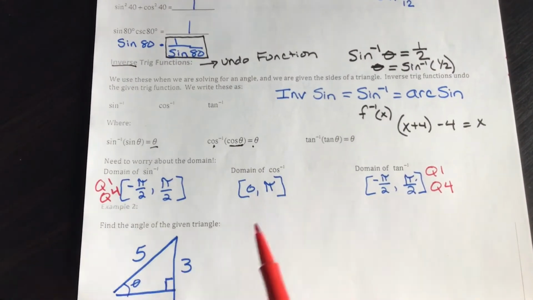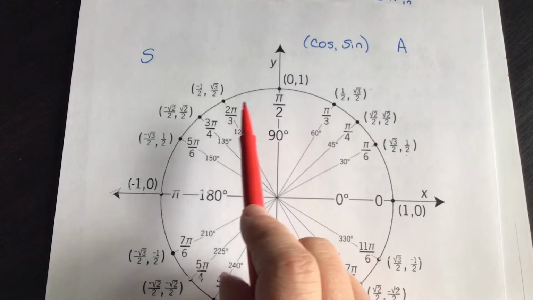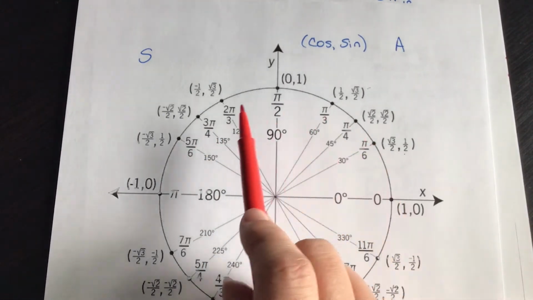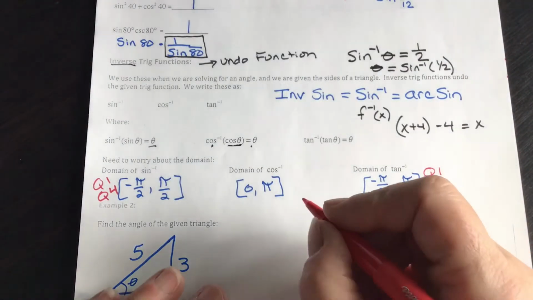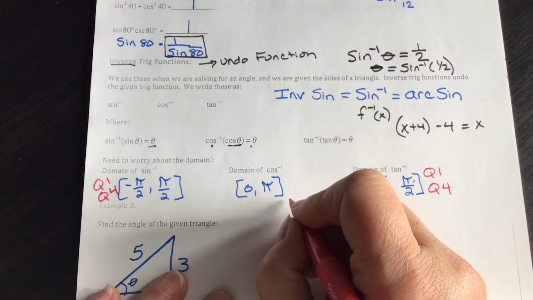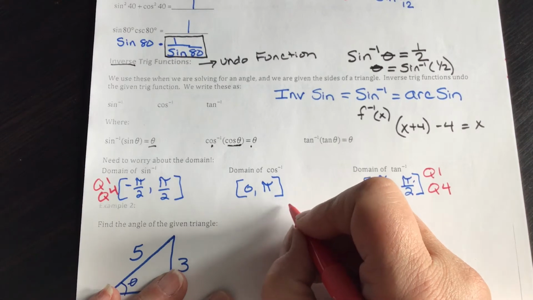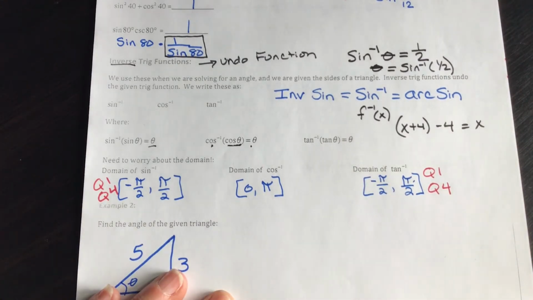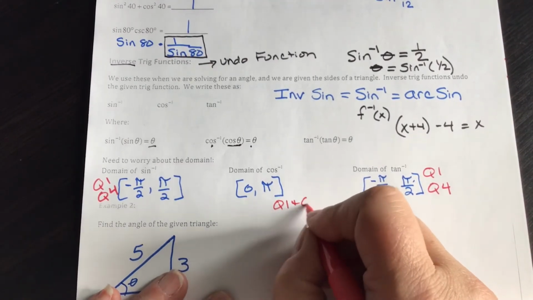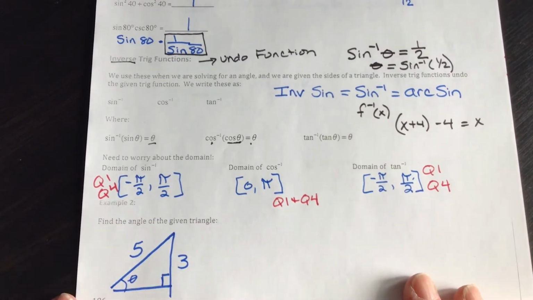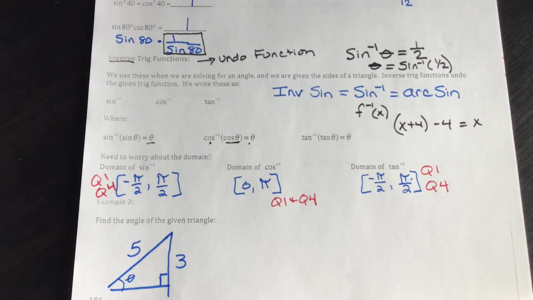But for cosine, we're going to work between 0 and pi, and that would be this upper part of the unit circle. Between 0 and pi, that's quadrants 1 and 2. So if we have an angle that is in a quadrant that is not part of our domain, we have to find a similar angle that's in part of our domain. And we'll do an example of that in a little bit.